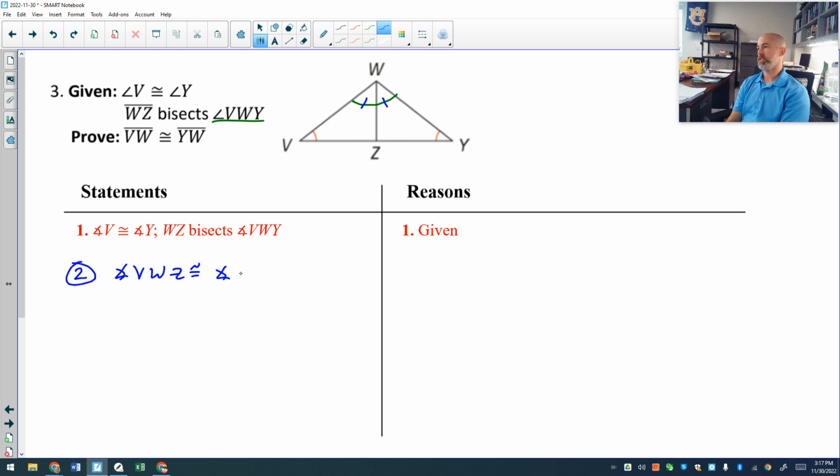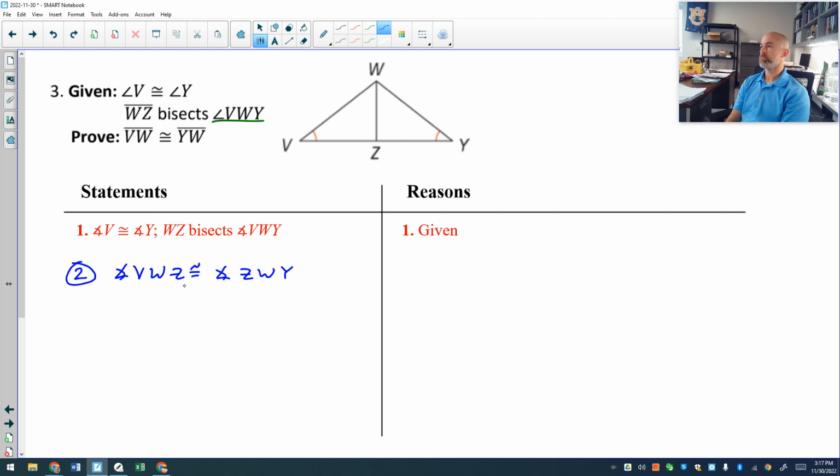congruent to ZWY. Do we understand why we have to go three letters on that one? Wait, why do you have to do that again? Because if you only say angle W, I don't know if you're talking about this angle at W, this angle at W, or the whole angle at W. It's too ambiguous. There's three potential ways I could interpret that. So we have to go three letters, because if you understand math, there's no way you can misunderstand what angle VWZ is.